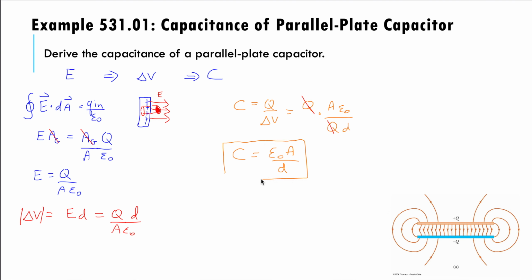So I wanted to go over this derivation. We're going to do a few more derivations for spherical and cylindrical capacitors. The process is the same: find the field, then find the potential difference, then find the capacitance.